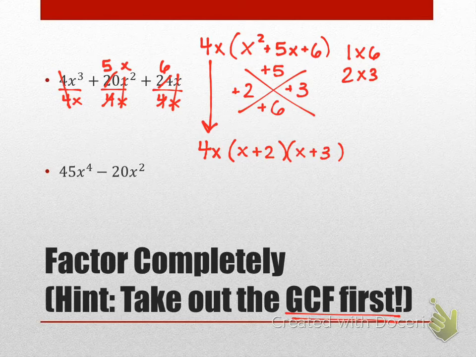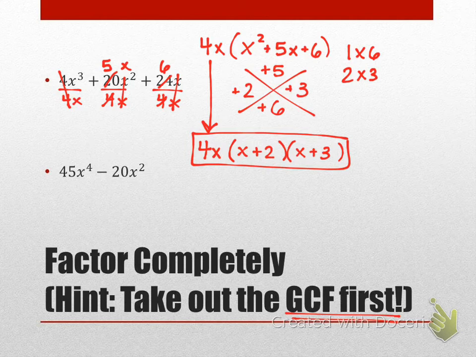You say, well, how would I check that? There's 2 different ways. You can distribute this 4 to each thing in the first set of parentheses and then FOIL. Or you can FOIL these things right here and distribute the 4x. And you will get what the original problem is. All right, so let's do the next one.